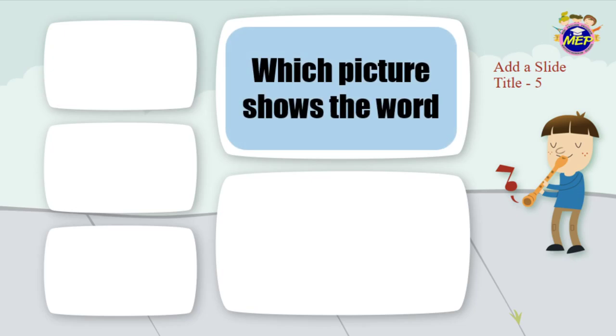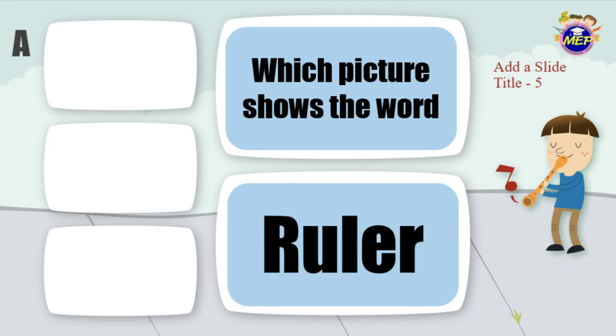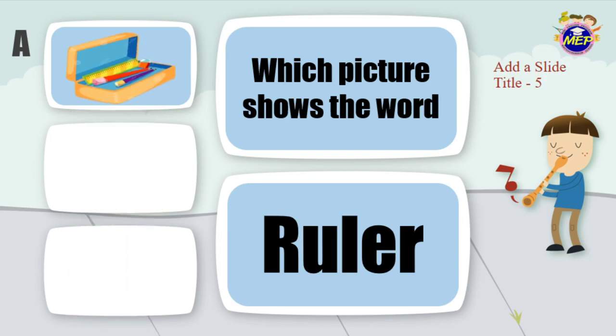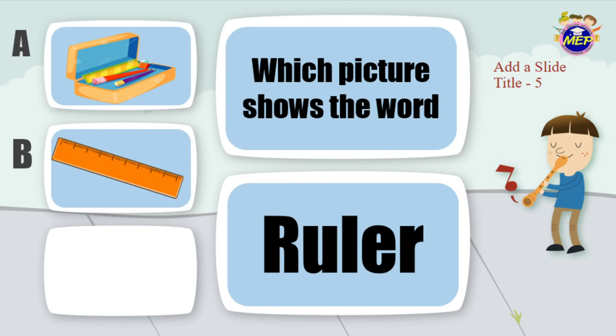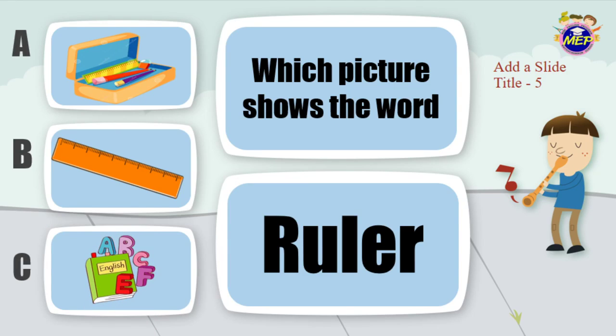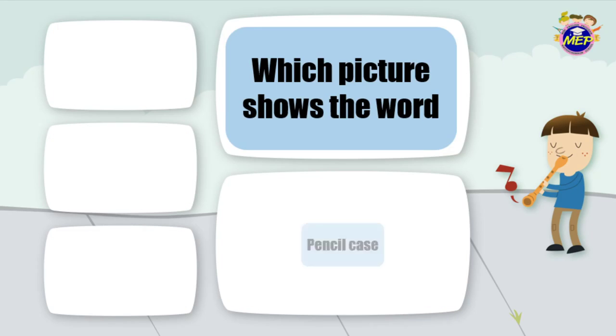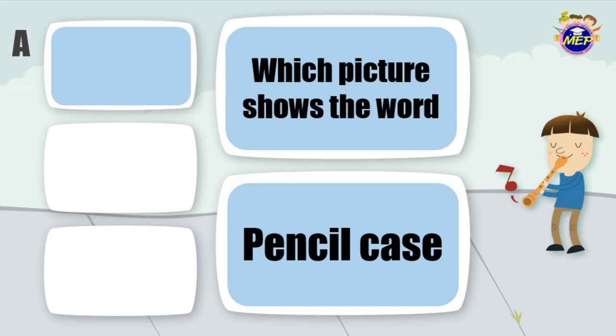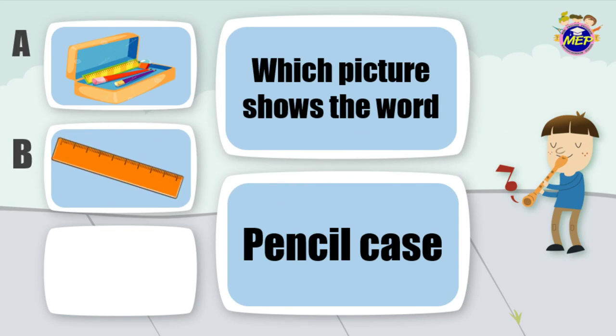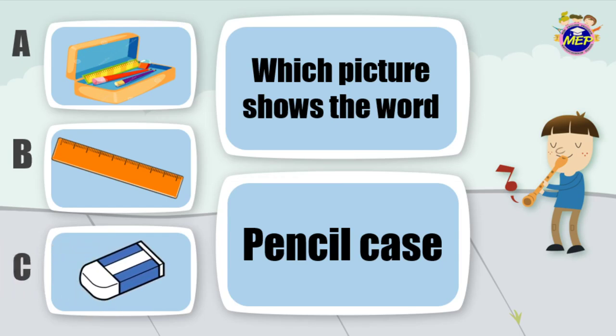Which picture shows the word ruler? A. B. C. B. Which picture shows the word pencil case? A. B. C. A.